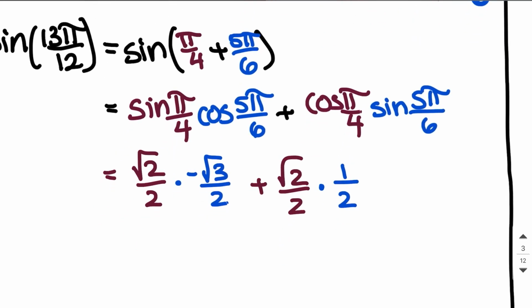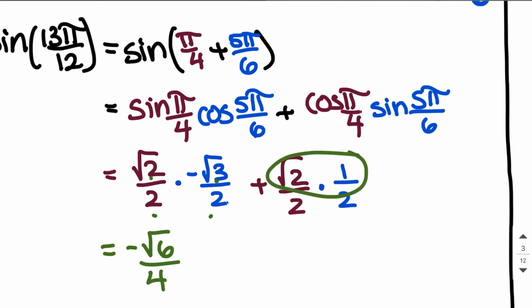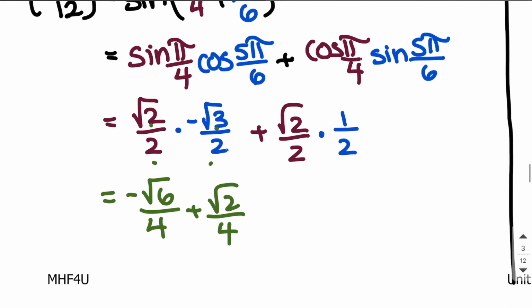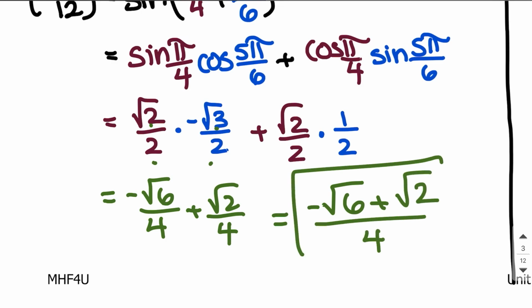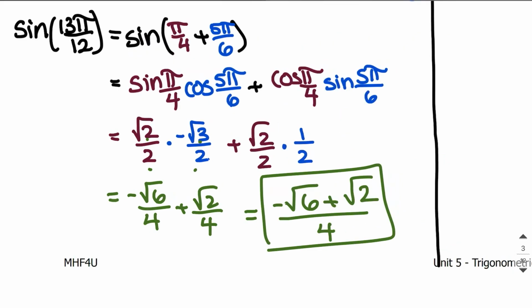Now I just need to go ahead and evaluate this. So root 2 times negative root 3 is negative root 6. 2 times 2 is 4. And then root 2 times 1 is root 2. And then 2 times 2 is 4. Because they have a common denominator, I can say my final answer is negative root 6 plus root 2 all over 4. And I am done with this question. And remember, it wanted an exact answer, so I'm going to leave it as roots right here, as radicals.